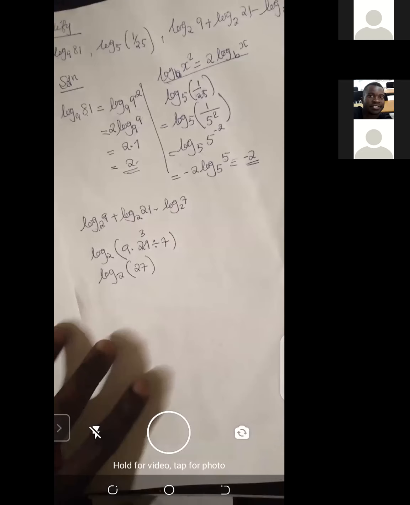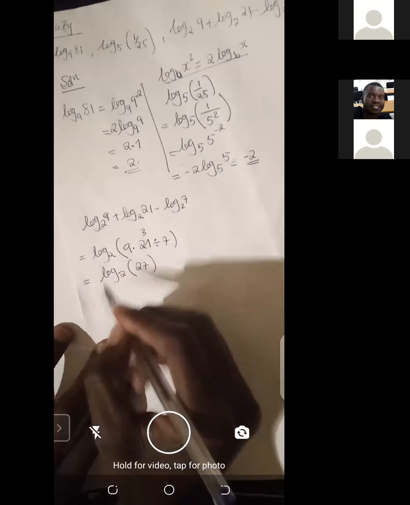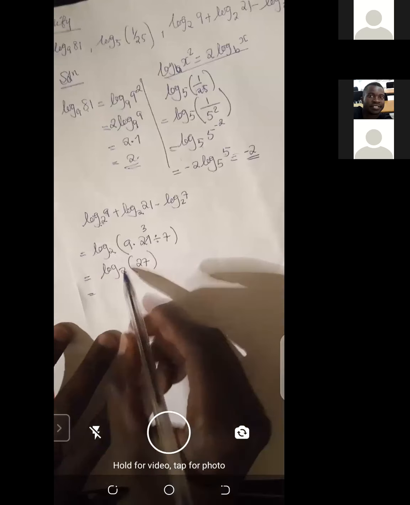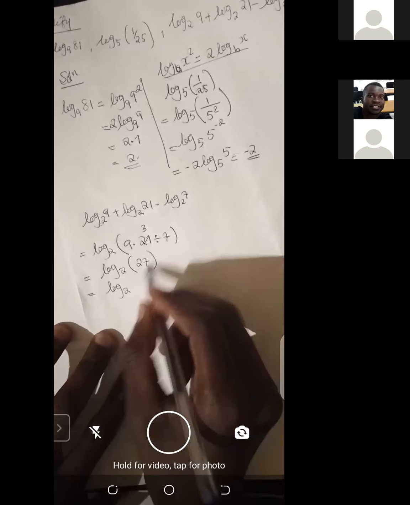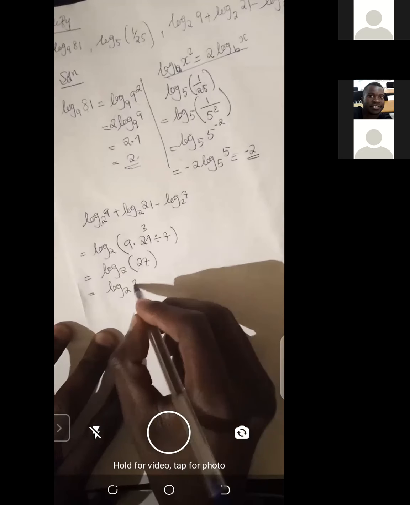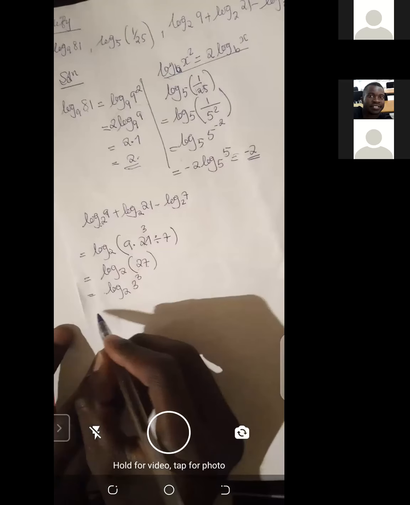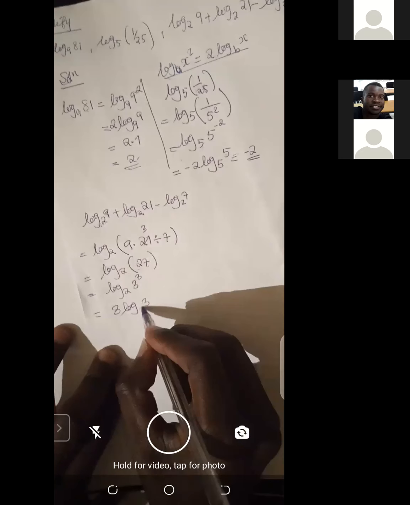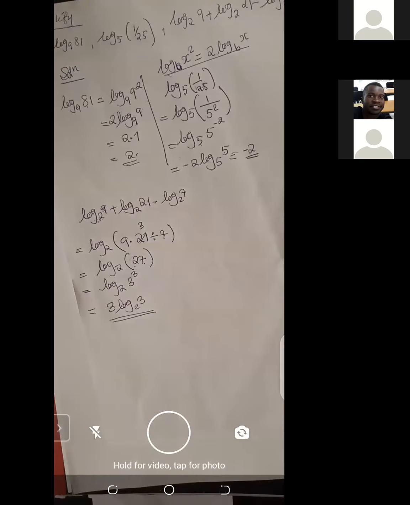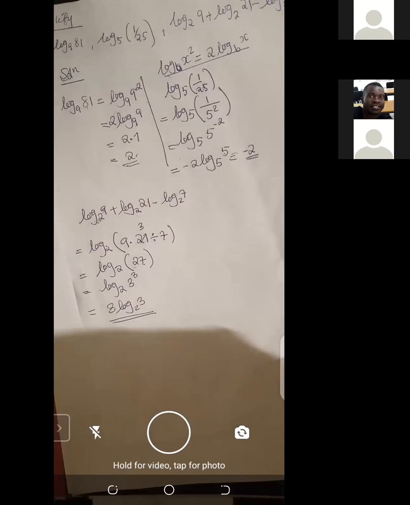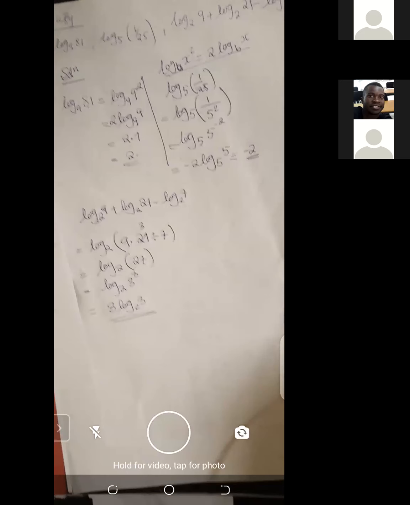Okay, let us simplify this. This is in turn equal to, you can express 27 as an exponent: 3 to the power 3. Then this power can go there to get 3 log 3 to the base 2. And then you've simplified. So that's how you simplify logarithmic expressions when given a logarithmic expression to simplify.